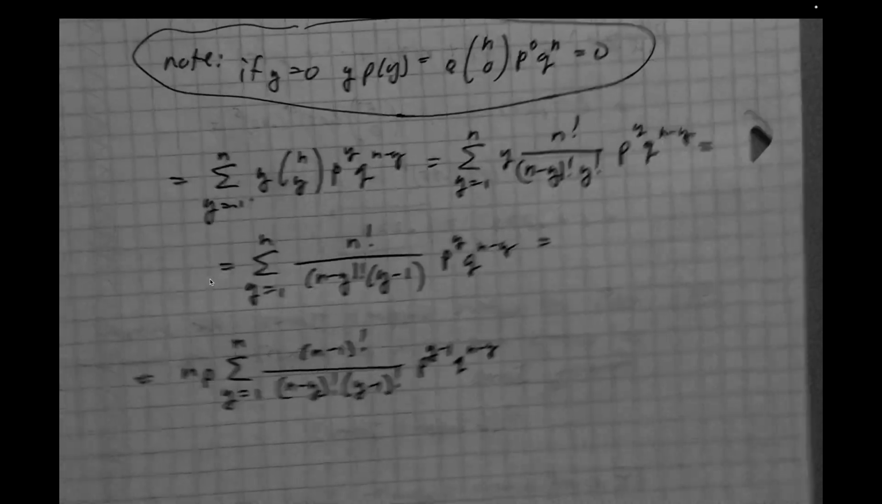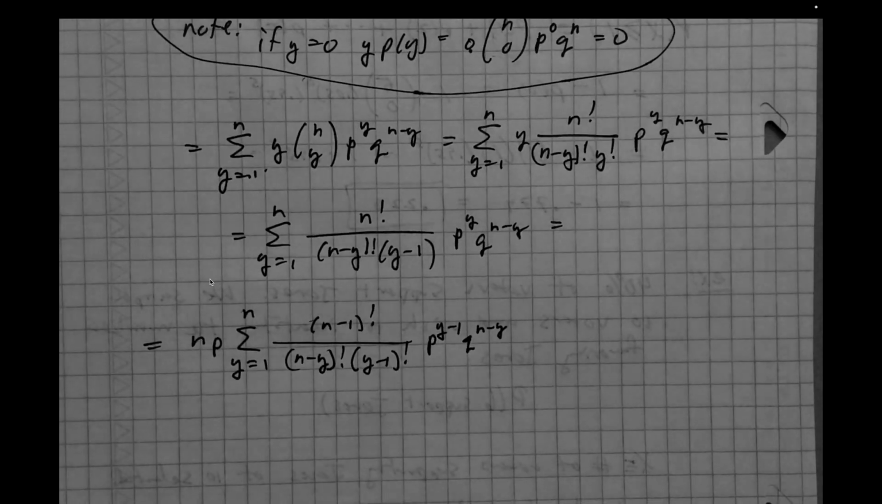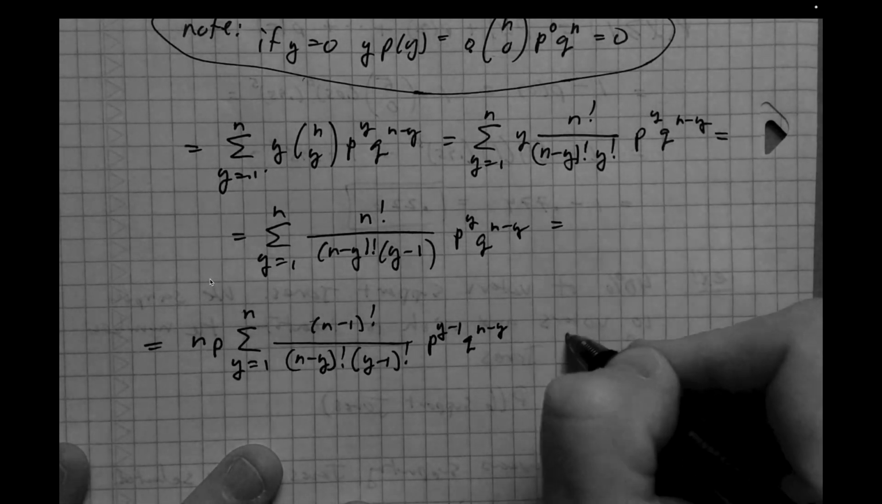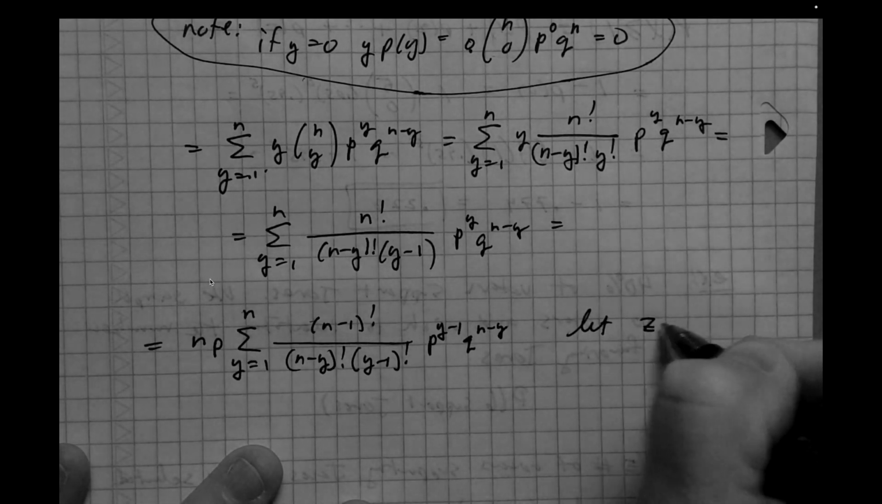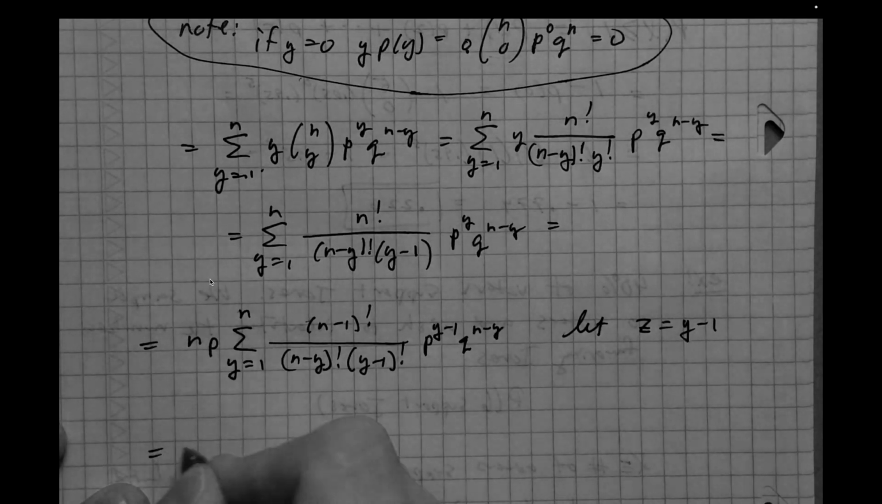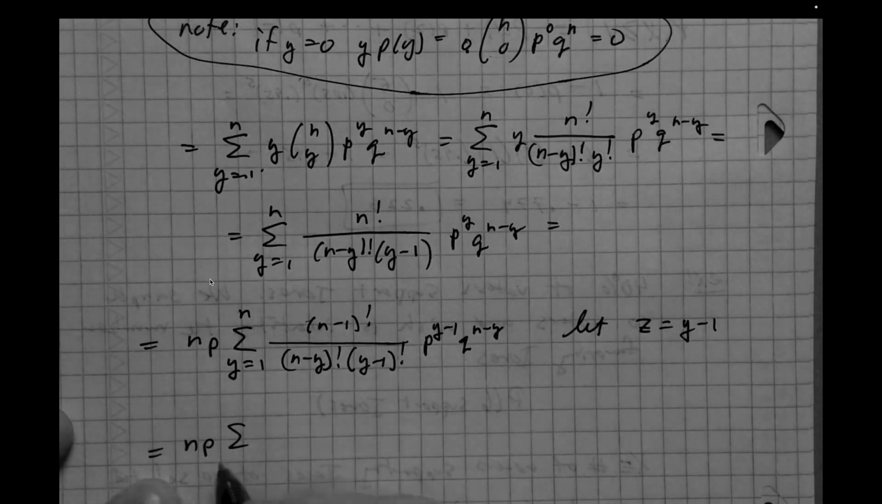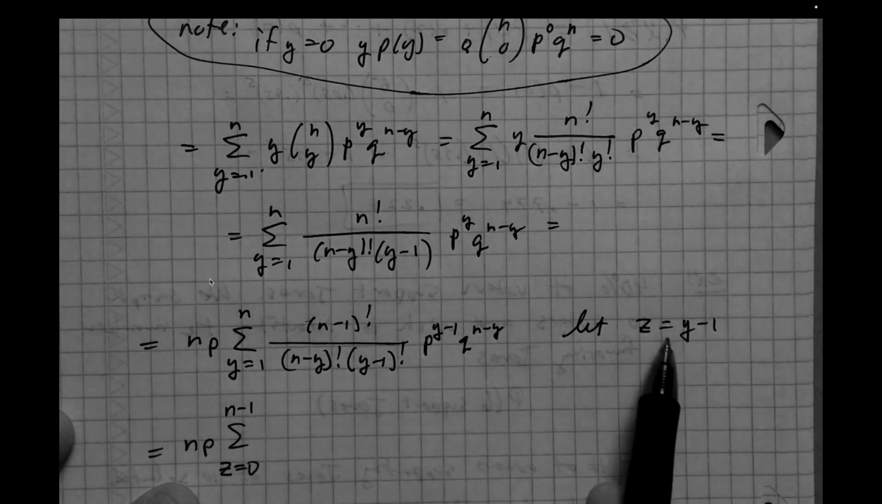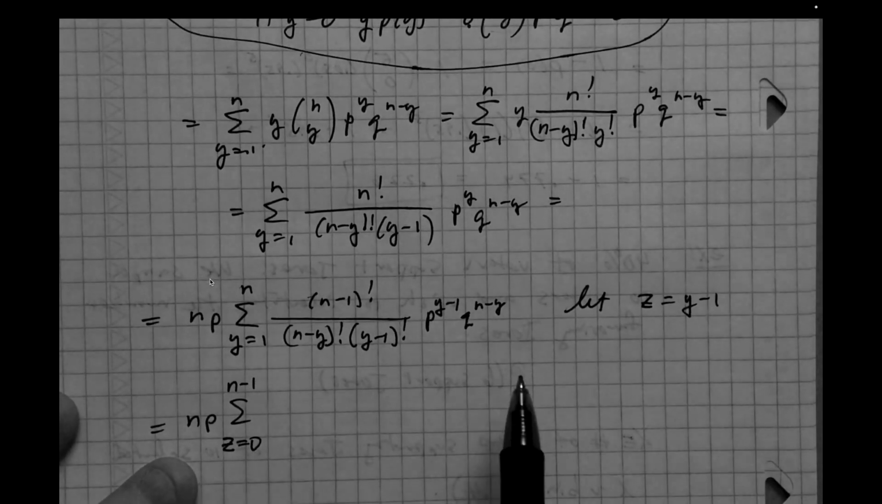Now what we're going to do is a nice little trick that we'll use a lot in this class, and that's that we're going to change the variable. We're going to let z equal y minus 1. The reason we do this is because we can see the structure of this summation in a more straightforward way. So this is equal to np times the sum from z equals 0 up to n minus 1.